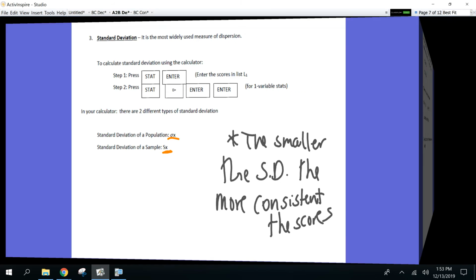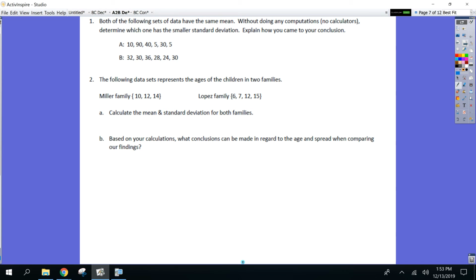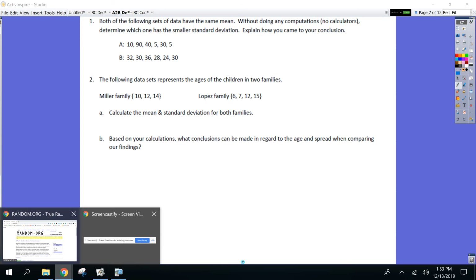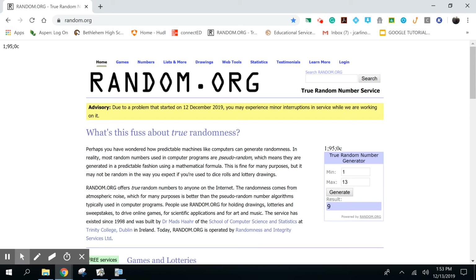And I tell you that because of this next question here. I got test scores A and test scores B. They both have the same mean. Which one's going to have the lower standard deviation without plugging it into your calculator and finding the actual values? Just based on the scores alone, can you predict which one's going to have the lower standard deviation? Remember what the standard deviation means. It shows me how consistent scores are. So out of A and B, which one do you think will have the lower, or the smaller, one? Prediction?